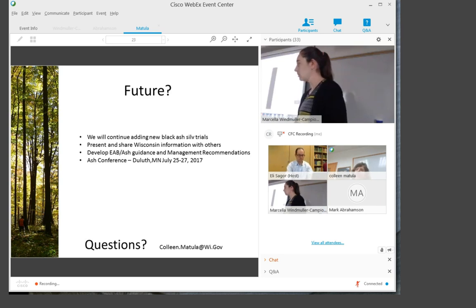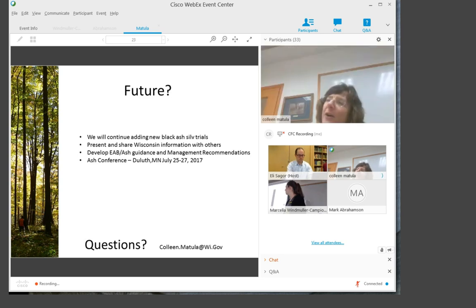Well, I think that's the only version that I've seen. So I'd have to ask the forest health staff on that. But I think that was the only version that was developed for this time. And I imagine we're probably going to update that with our new Emerald Ash Borer guidelines that we're going to be revising fairly soon.